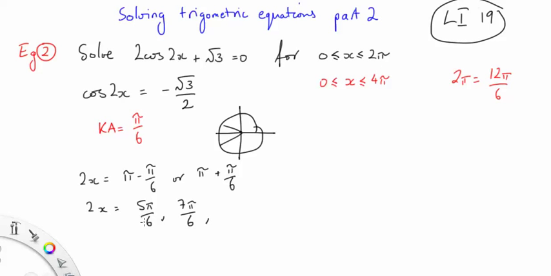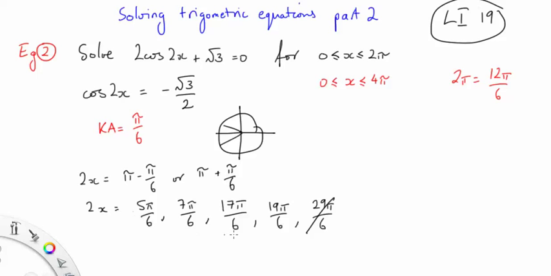Okay, so 5 pi on 6 plus 12 pi on 6 is 17 pi on 6, which is less than 3 pi. 7 pi on 6 plus 12 pi on 6 is 19 pi on 6. So that's a little over 3 pi. 17 pi on 6 plus 12 pi on 6 is 29 pi on 6. Yep, we can see that we've gone over 4 pi, because 4 pi is 24 pi on 6. We've gone up to 29 pi on 6. Let's cross that one out.